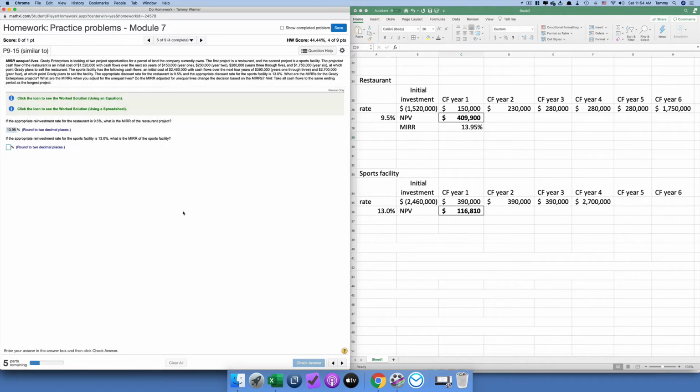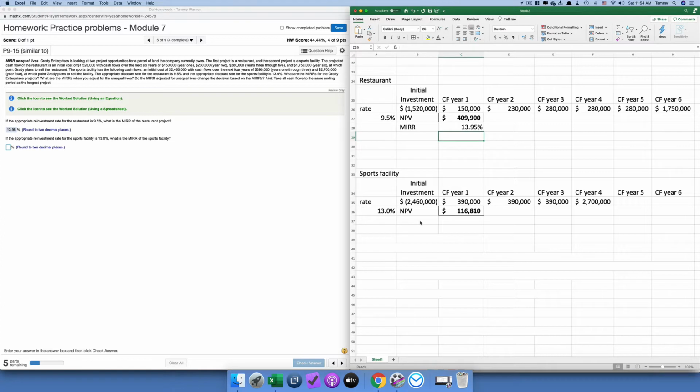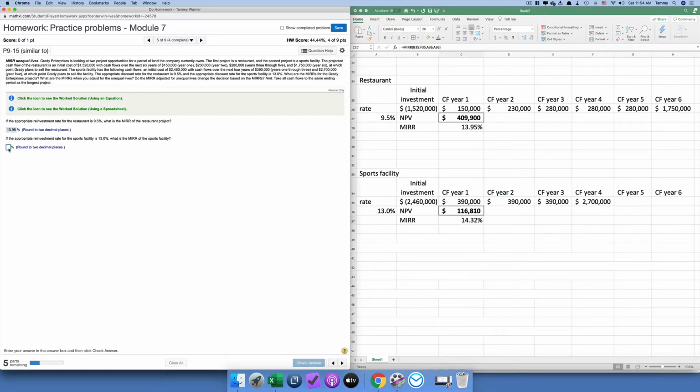And then we also, again, have a sports facility like we did in the prior example with a 4-year life cycle. And again, if you invoke the same modified IRR formula, which takes the initial investment, the 4 years of cash flow, and now our discount rate is 13%, it gives you a modified IRR of 14.32%, which is correct.